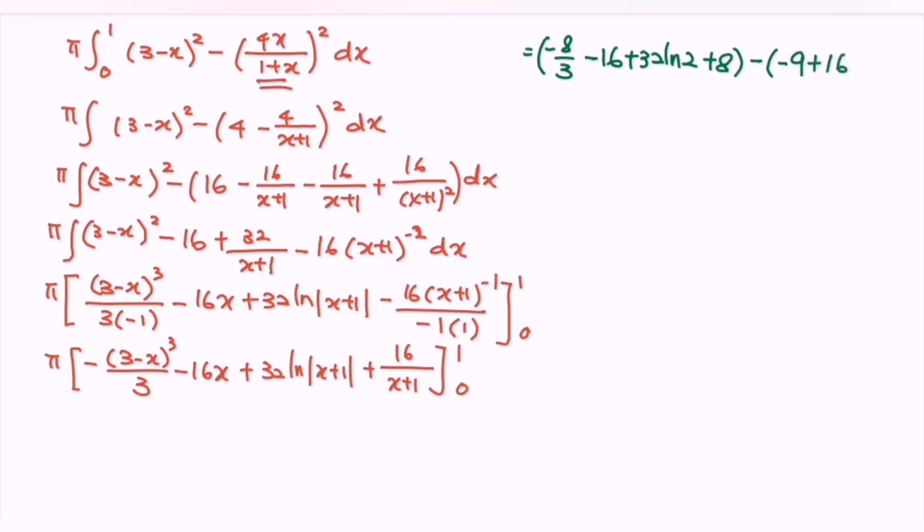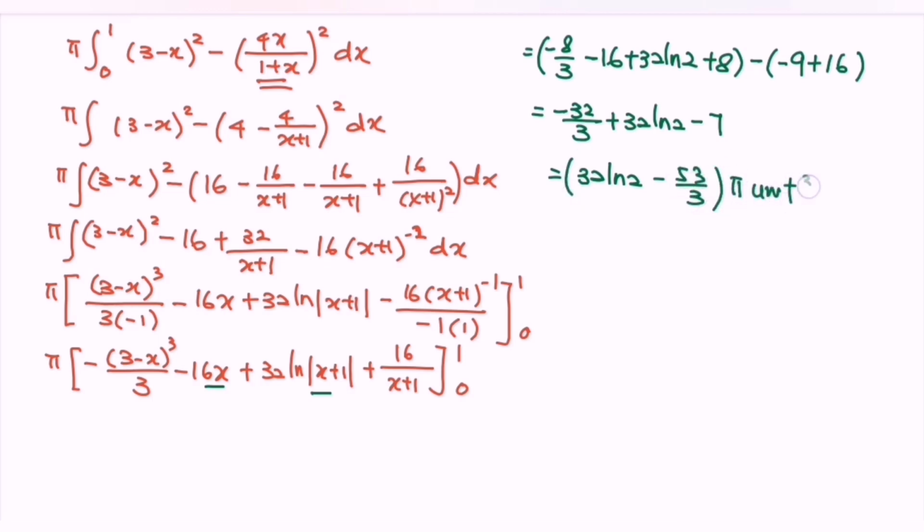16, because this part will become 0, this part also becomes 0. So we write the situation: negative 32 over 3 plus 32 ln 2 minus 7. Simplify, so we have 32 ln 2 minus 53 over 3, in brackets, times pi. Or in decimal, 4.514 pi unit cube.